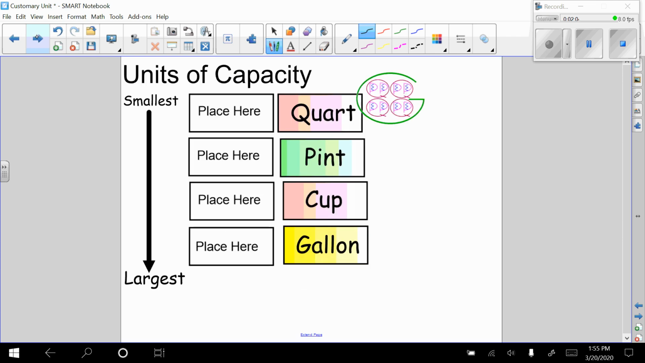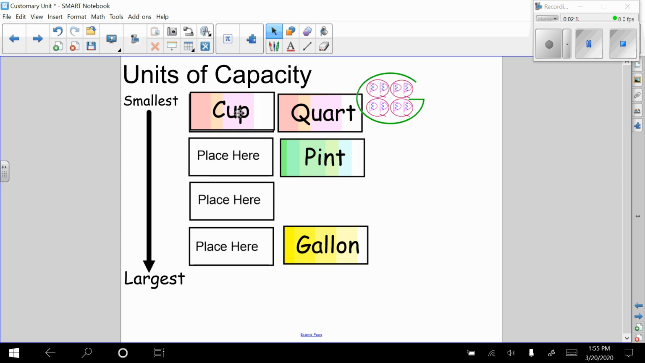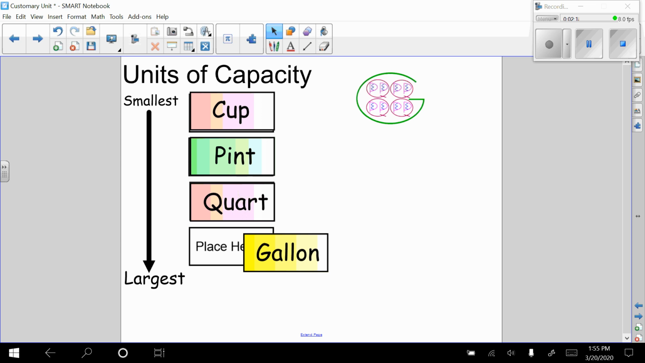Now, what about capacity? Let's put them in order from the smallest to the greatest. Well, if you're looking at your gallon man, the smallest thing we have there is the cup. And then we have the pint to the quart to get to the gallon. The gallon is the biggest unit.